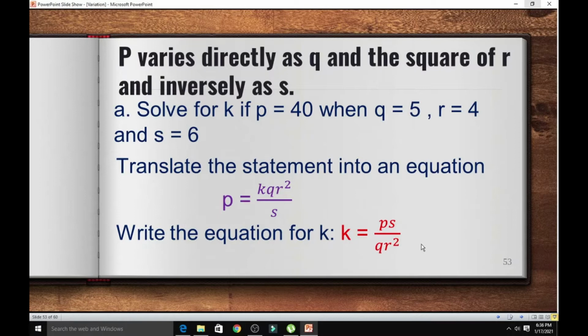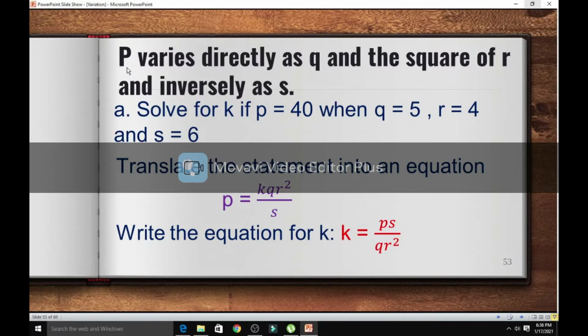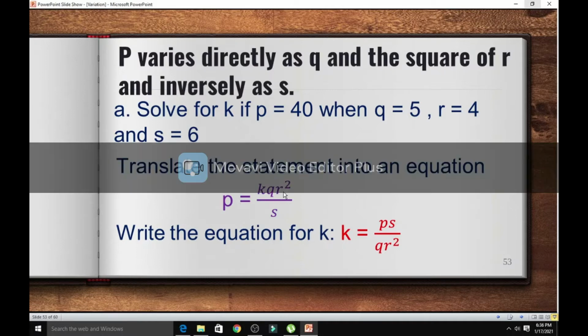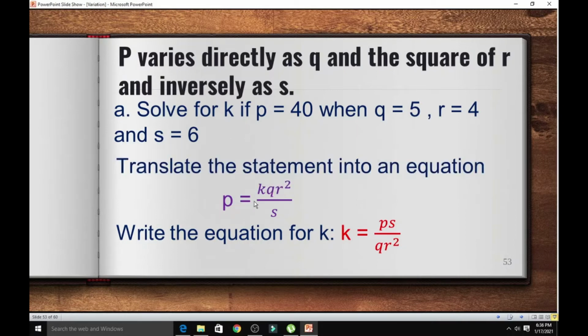The first thing we need to do is to translate the statement into an equation. Alin yung statement na itatranslate natin? Yung kulay black. Yung P varies directly as Q and the square of R and inversely as S. So, yung unang variable, ilalagay natin sa left side. So, magiging P equals directly as Q and the square of R. So, that will be QR squared kasi may nakalagay square of R. And then, inversely, ilalagay naman natin sa denominator. So, over, all over S. So, our equation is P is equal to KQR squared all over S.